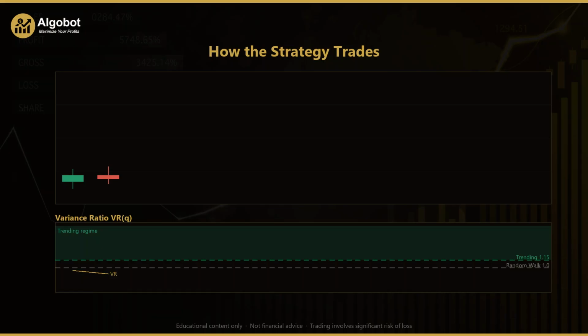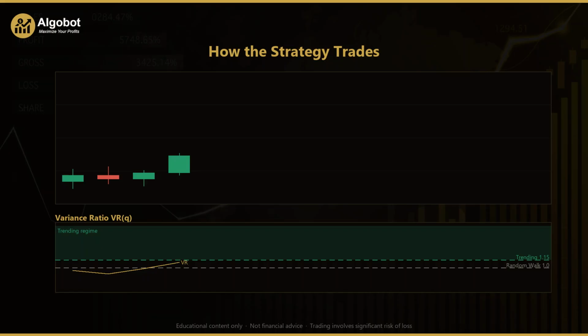Up top you can see the price candles, and below them a subpanel plotting the variance ratio itself. Two reference lines matter here. The lower line, at 1.0, is the random walk mark, the reading you'd expect if price had no exploitable structure. The upper line, at 1.15, is the trending line, the level the ratio must clear before the strategy will act. When the variance ratio is riding above that upper line, the market is considered to be trending, and that's shown as the shaded trending zone.